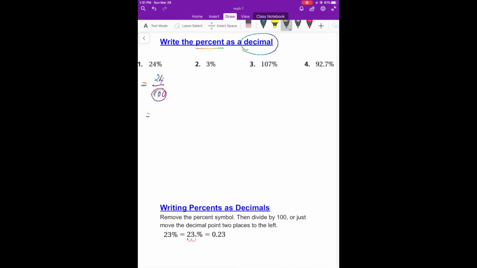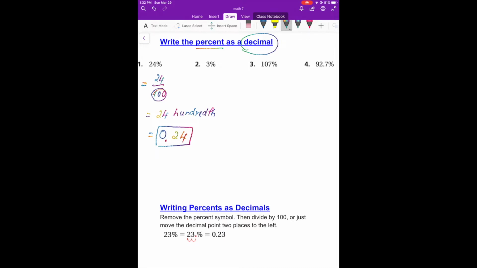So 24 over 100 means 24 hundredths. If you are reading that, it's 24 hundredths. So your answer will be 24 hundredths, which is 0.24.